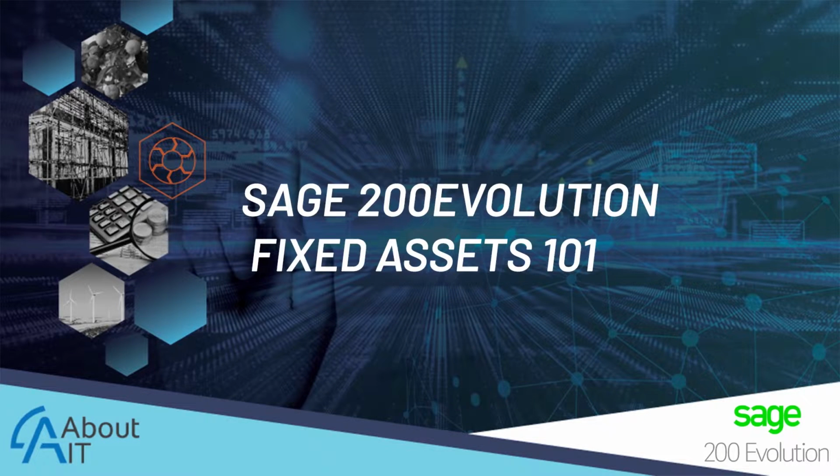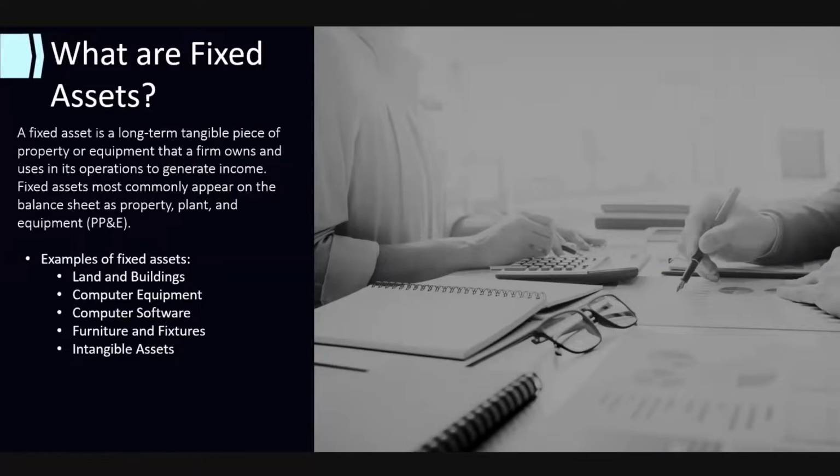Good day. Today we're going to look at Evolution fixed assets. What are fixed assets? A fixed asset is a long-term tangible piece of property or equipment that a firm owns and uses in its operations to generate income. Fixed assets most commonly appear on the balance sheet as property, plant, and equipment. Examples of fixed assets are land and buildings, computer equipment, computer software, furniture and fixtures, and intangible assets.